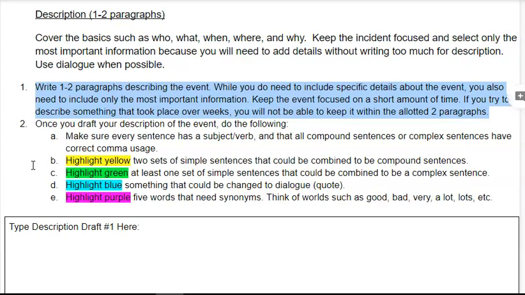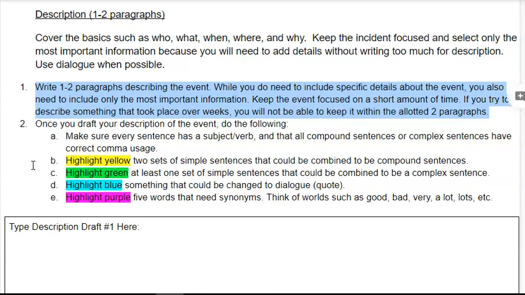All right. Now, if you look at your writing and you think, okay, I don't have two sets of simple sentences that could be combined into compound sentences, then I need you to highlight yellow a compound sentence. So let's say you look at it and you're like, I already have compound sentences, I don't have simple sentences to do. Well, then highlight those compound sentences so that I can see that you understand that you're doing a compound sentence there.